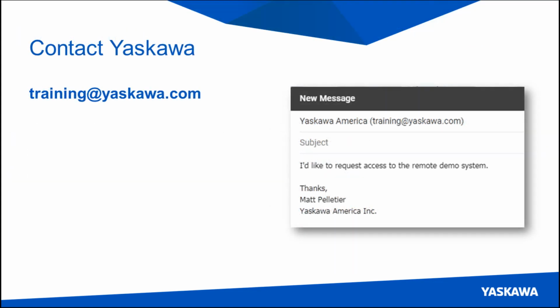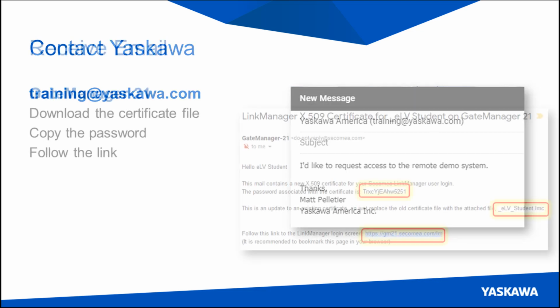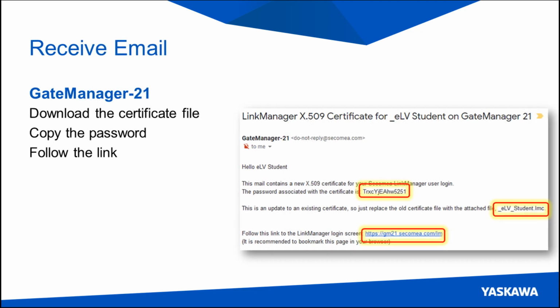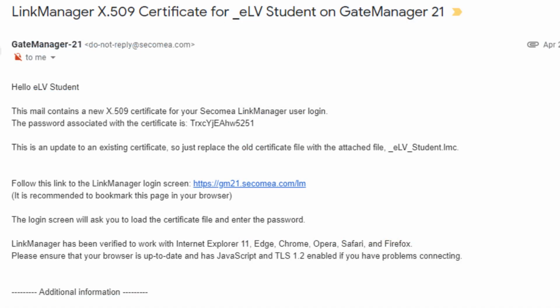Please request access to the remote demo system by email to training@yaskawa.com. Please be sure to include your name and company. We will give you access through the weekend, and if you need more time, please let us know. Once everything is in place, you'll receive an email from Gate Manager 21, similar to this one. The email contains the Link Manager certificate file, the password, and a link to the Gate Manager.